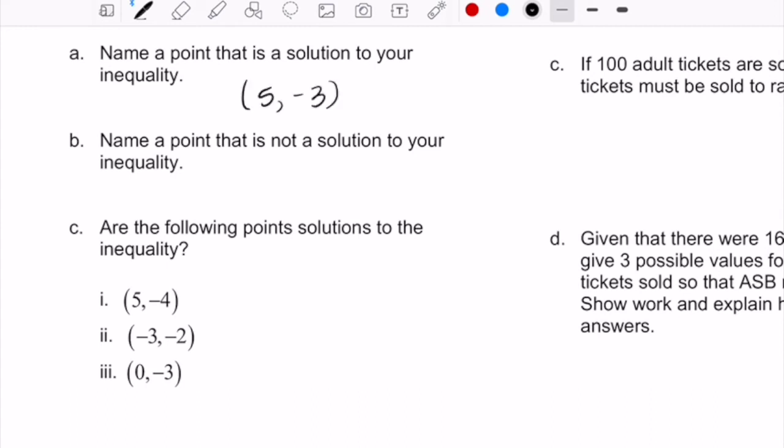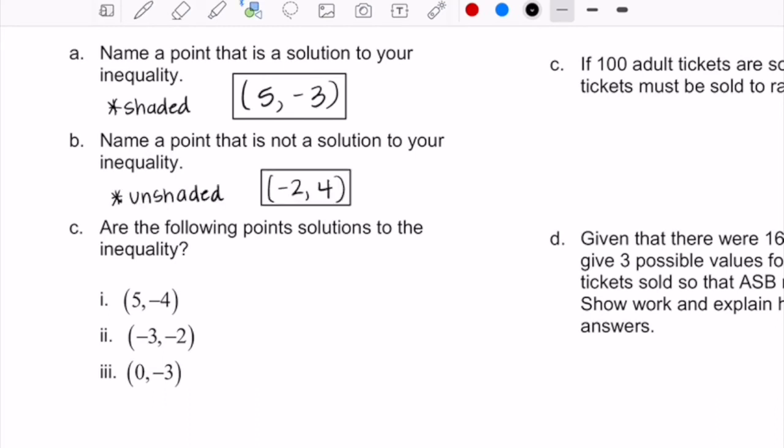An example of one such point would be (5, -3), but there are many answers. We're then asked to name a point that's not a solution to the inequality, so that would be any point in the unshaded region. And so one example of such a point would be (-2, 4). But again, there are many correct solutions for that as well.